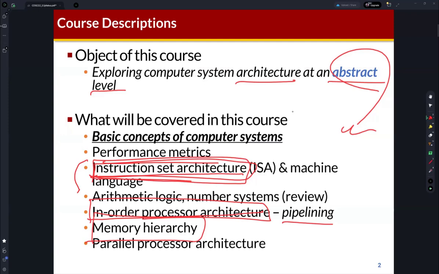And this is just to review arithmetic logic and number systems. If you took the digital logic design course, then I believe you already learned about arithmetic logic and number systems, but it's just a review, okay?